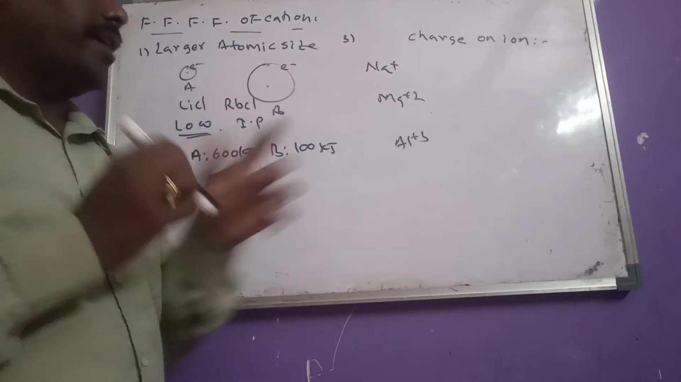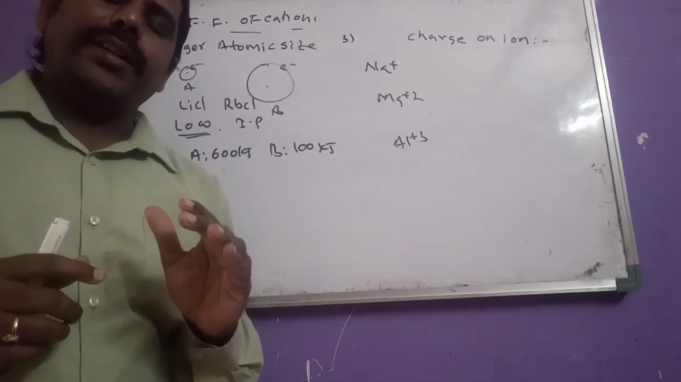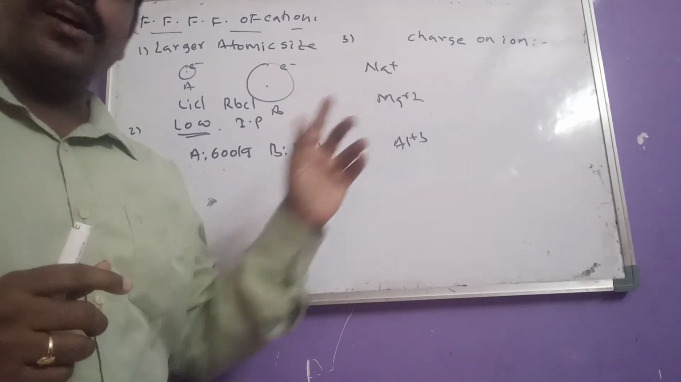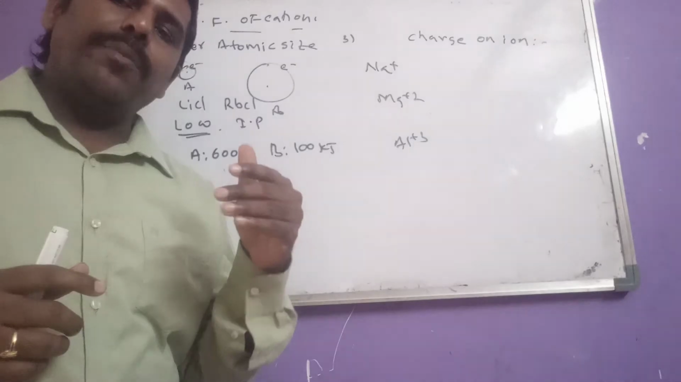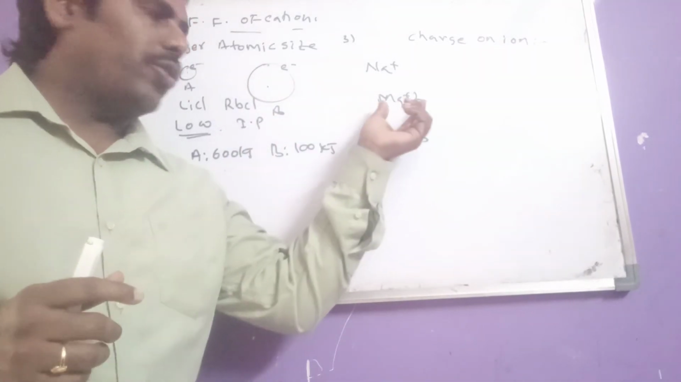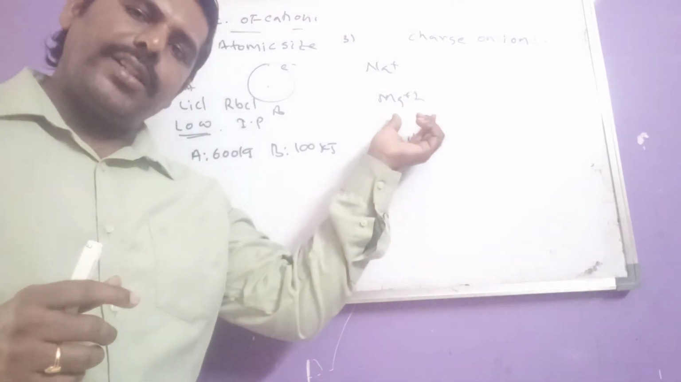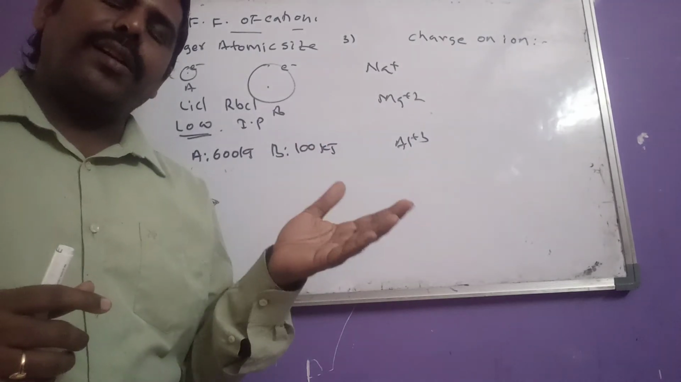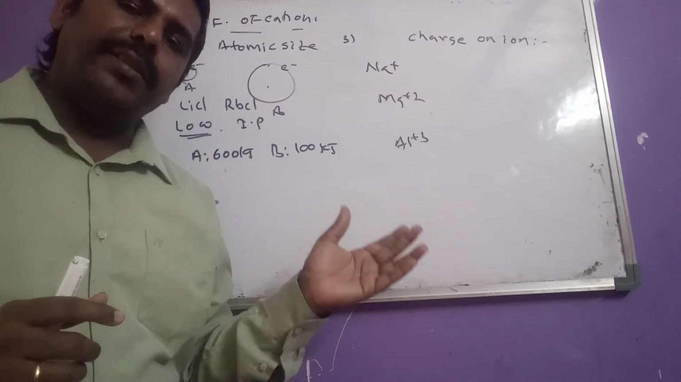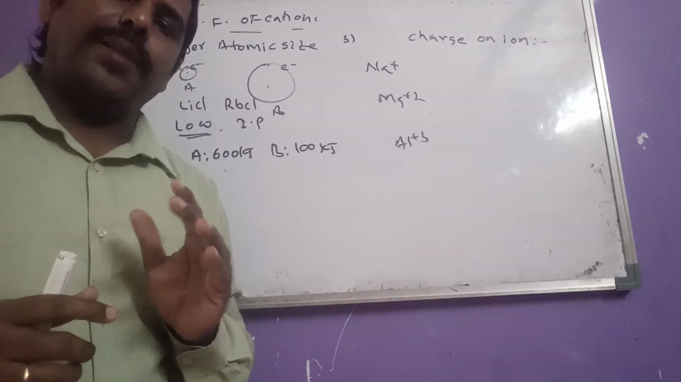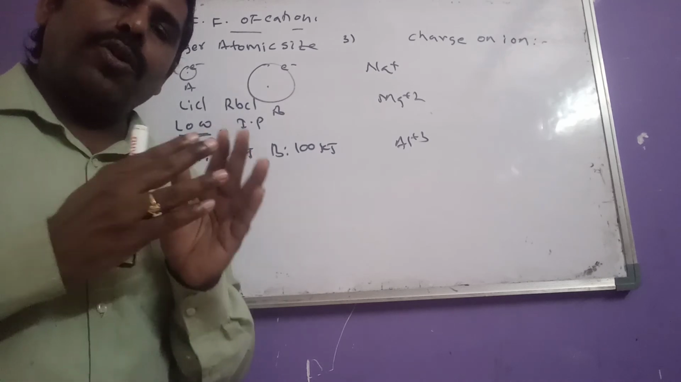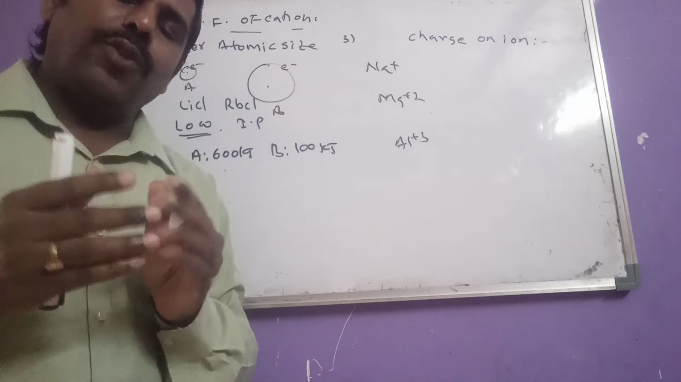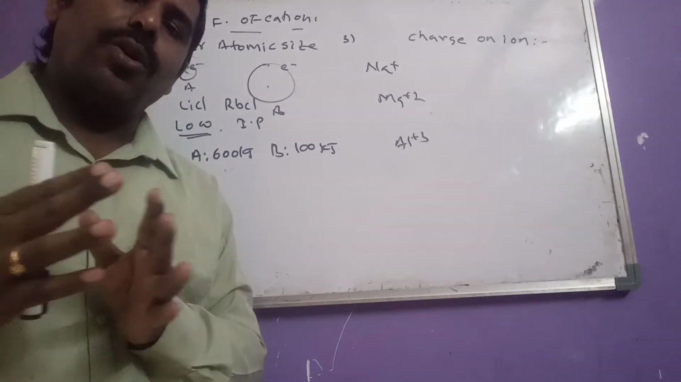Now for the formation of Na+, it is required to remove just one electron. But for the formation of Mg+2, we need to remove two electrons. That means we have to go for IP2, the second ionization potential. And in case of Al+3, to remove three electrons, we have to go up to IP3, the third ionization potential. But removal of successive electrons from an atom, one by one, becomes more difficult.